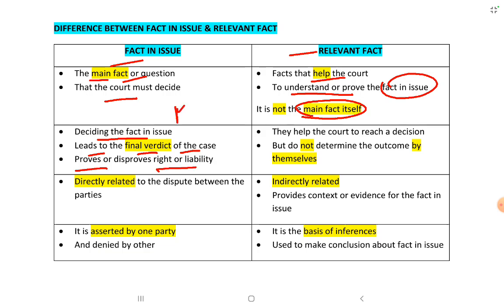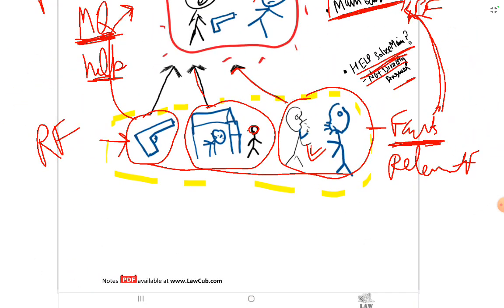In the above case, whether Kalu killed Neelu, if this fact in issue is decided, suppose it is decided that yes, Kalu has killed Neelu, then it will lead to the final verdict of the case. The court will give punishment to Kalu. Relevant facts help the court to reach a decision, but do not determine the outcome by themselves. The relevant facts here, like the gun in Kalu's house or the heated argument, help the court to reach a decision, but they themselves do not give any verdict. If the gun is found in Kalu's house, it doesn't determine the outcome that Kalu has killed Neelu. It only helps the court to reach a decision.